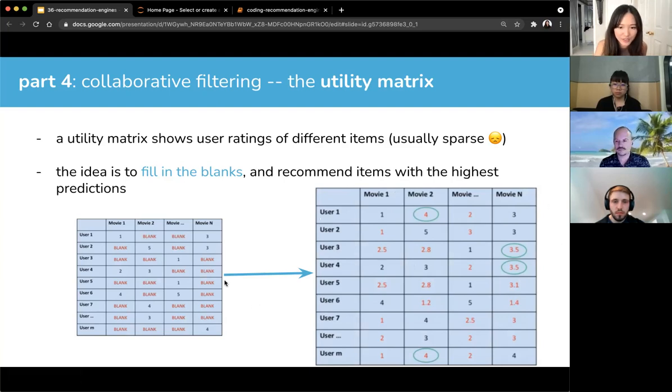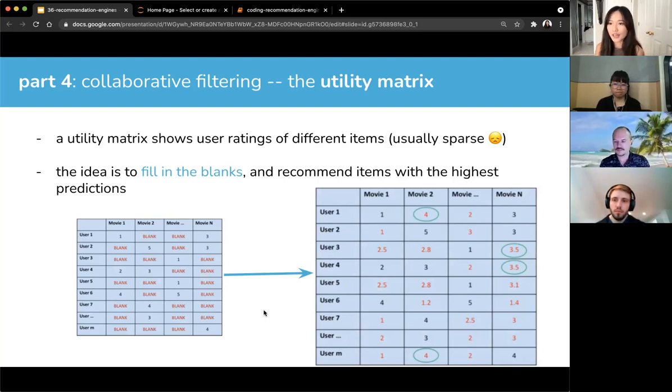In this example, I know this is a little bit small, but as you can see, you have users 1 through M, movie 1 through N. What this utility matrix shows is that user 1 has watched and rated movie 1 and N. I'm guessing it's a scale of 1 through 5. User 1 rated movie 1 a 1 out of 5, and rated movie N a 3 out of 5. Same for the rest. So this is just data on historical ratings between users and items.